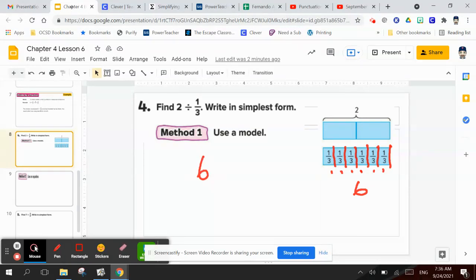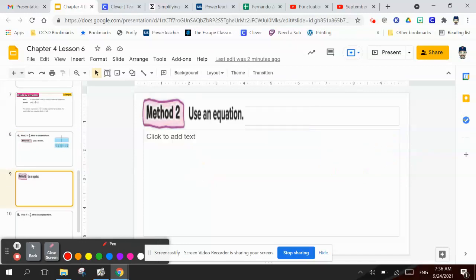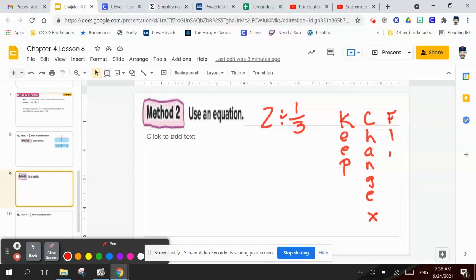How to show that using an equation as 2 divided by 1/3. We're going to use the keep, change, flip. Keep the first fraction the same. We're going to change the sign from divide to multiply. And we're going to flip the second fraction. That's our keep, change, flip.